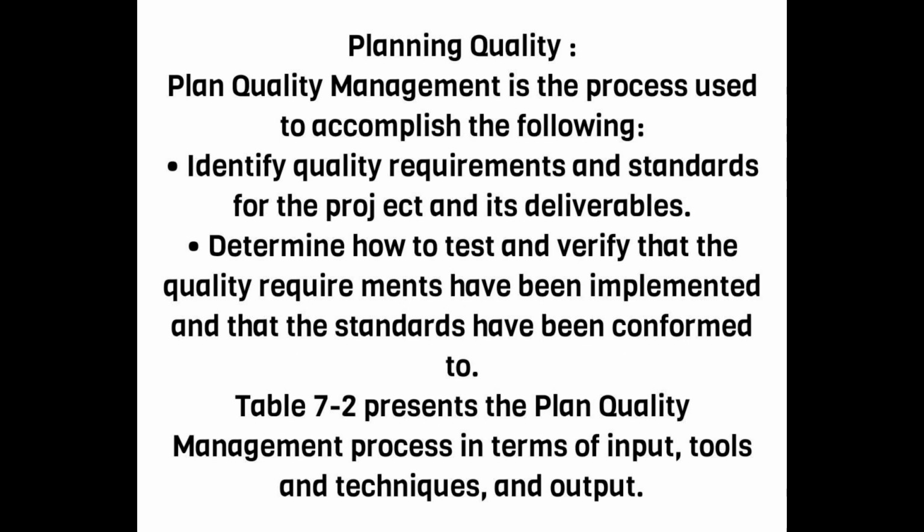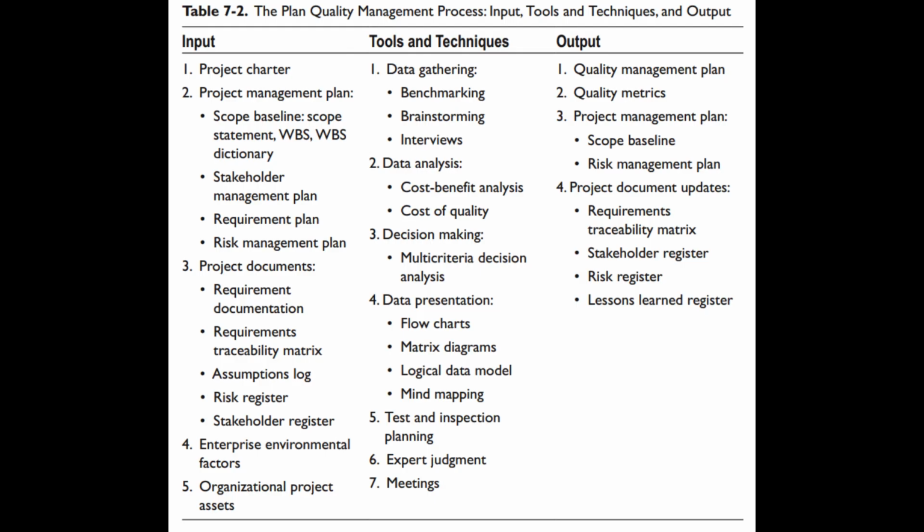Plan quality management is the process used to accomplish the following. Identify quality requirements and standards for the project and its deliverables. Determine how to test and verify that the quality requirements have been implemented and that the standards have been conformed to. Table 7.2 presents the plan quality management process in terms of input, tools and techniques, and output.